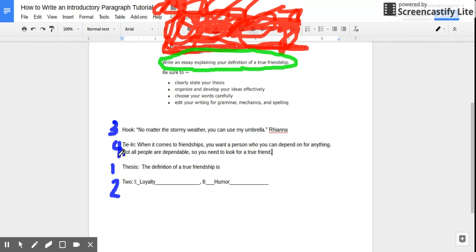Now, you're going to fill it in this order, but when you write it on your essay exam paper, you're going to write it in the proper order, which is hook, tie-in, thesis, and two. But start with what you know, and then build upon it. And you'll have the perfect introductory paragraph, and it's quite painless.